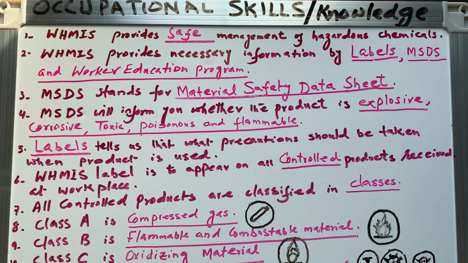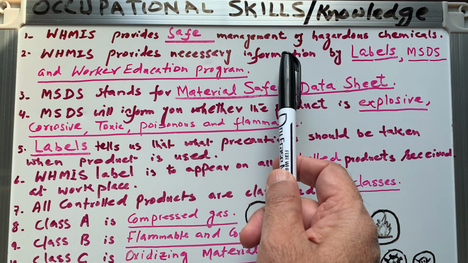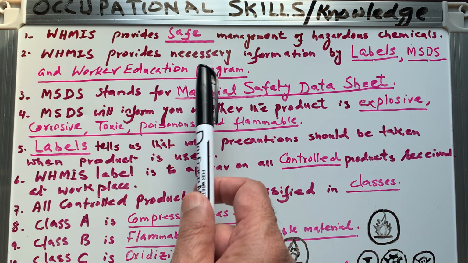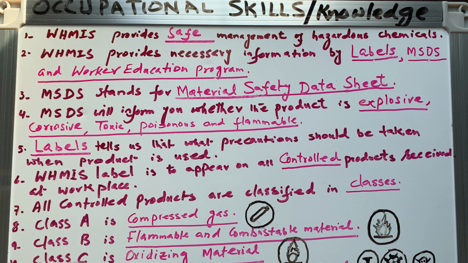So how is WHMIS delivering things? WHMIS is controlling the necessary information by labels, MSDS, and workers education program. So remember this: labels tell us what precautions should be taken when the product is used. A WHMIS label is to appear on all controlled products received at your workplace, right? So this is how WHMIS is working.